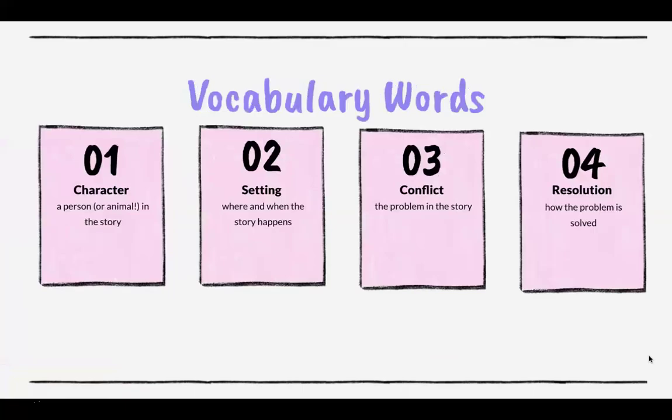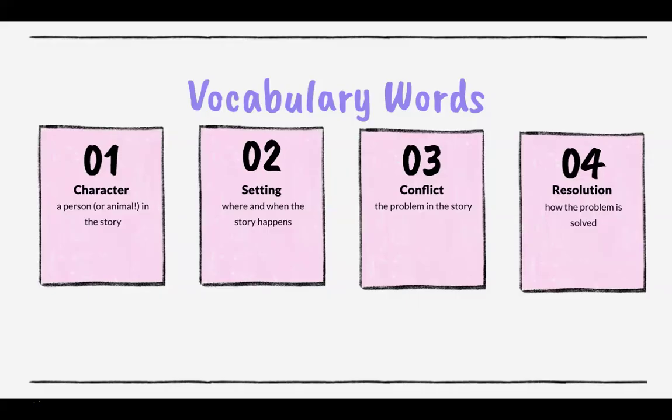Some key vocabulary that we want to know in this lesson are character, setting, conflict, and resolution. Just like before, we want to bring this up so we can have this reminder about the vocabulary. The character is the person or animal in a story. Setting is where and when the story happens. A conflict is what we're talking about now, and it's the problem in the story. And the resolution is how the problem is solved.